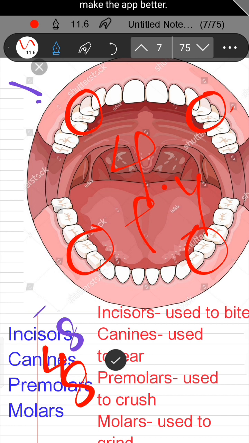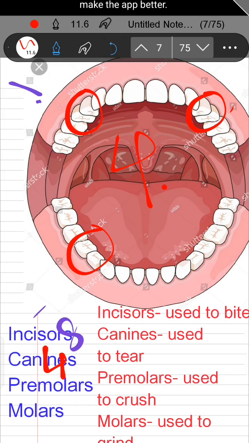Now we will learn about molars. How many molars are there? All the rest of the teeth apart from the incisors, canines and premolars are said to be molars. So the last 3 teeth beside the premolars are called molars. So which one is the molar?